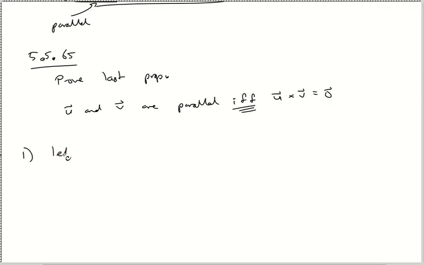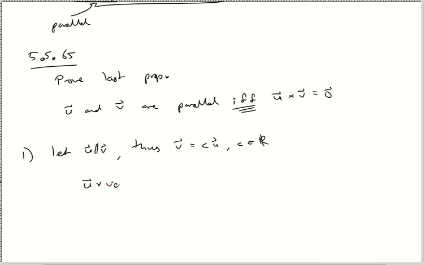So I'm going to say, number one, let U be parallel to V. Thus, because they're parallel, I could say that my V vector is a scalar multiple of U. What I'm getting at is you can rewrite my V as a scalar multiple, even with a 1 in there is fine, of U. So they're kind of related to one another in that regard.